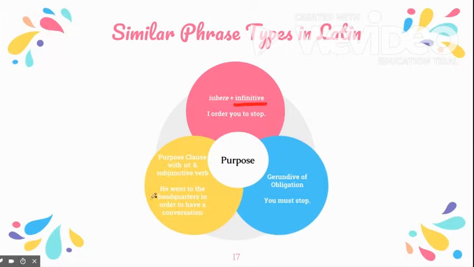So he went to the headquarters, and now we're expressing the purpose. Why did he go to the headquarters? We can answer that in the same sentence, in order to have a conversation. So we're giving a reason for the first part of the sentence by expressing the purpose with a subjunctive clause. There's a little bit of purpose in a gerundive of obligation, right? Because there's sort of that underlying idea of an order. You must stop.